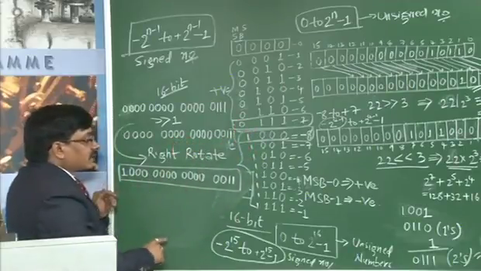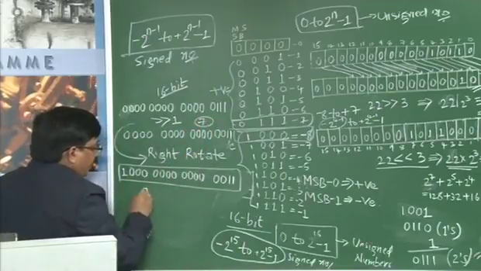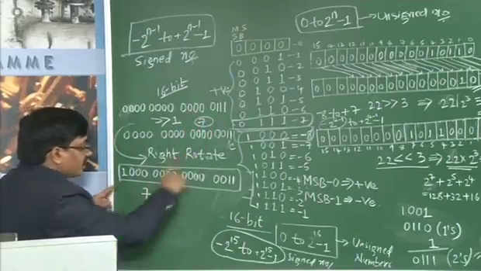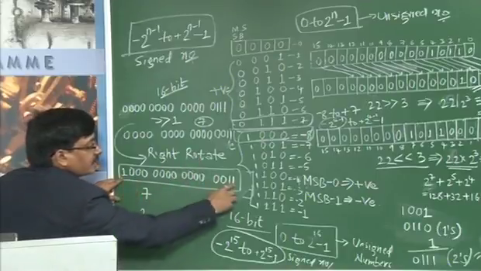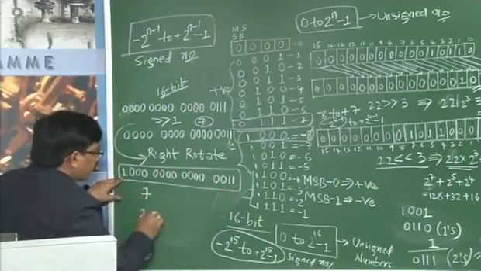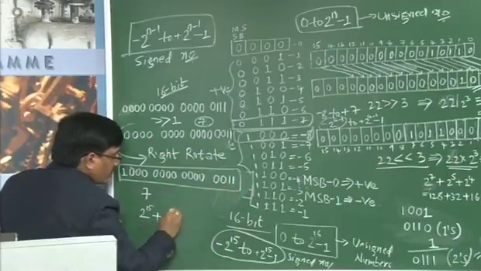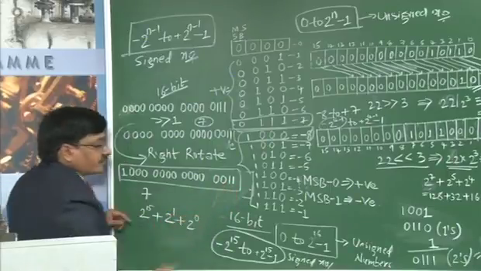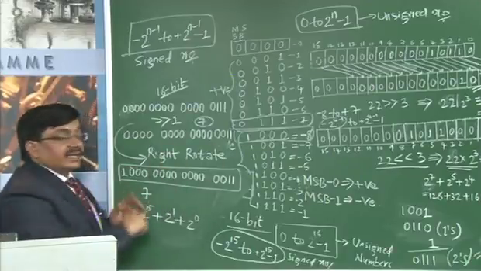Now, what is the value corresponding to this? The value we have taken here is 7. Now, when I right rotate the 7 by 1 position, the new value I get is 2 raised to, this is the 15th position, since I start from the 0th position and end at 15. 2 raised to 15, plus 2 raised to 1 plus 2 raised to 0. This is the value we get when we perform the right rotation by 1 bit.